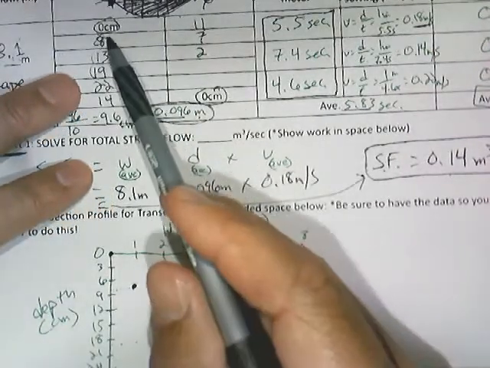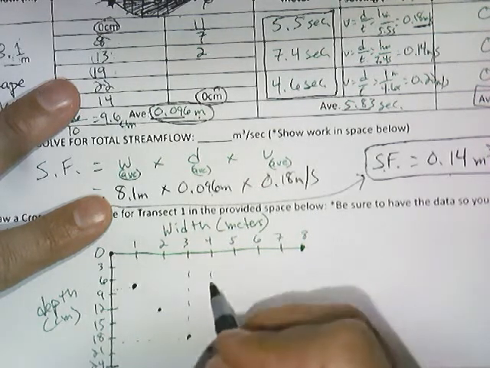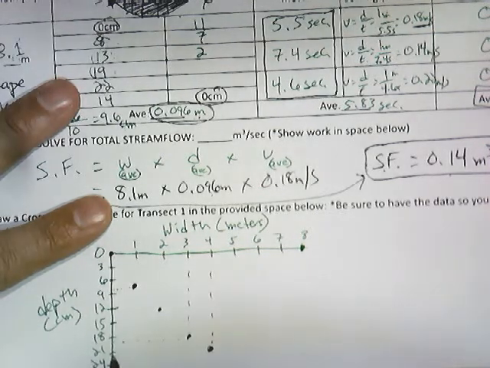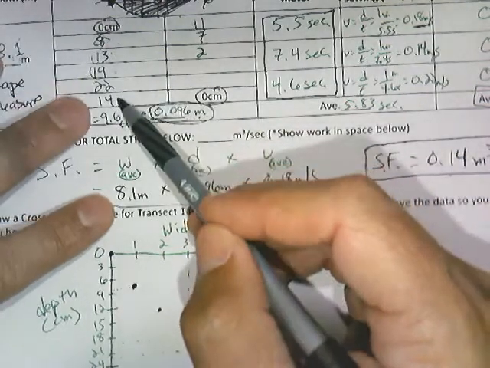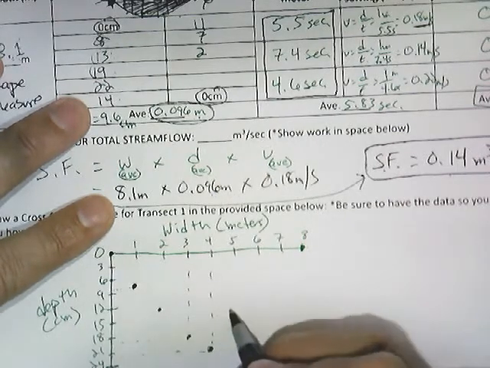My 4 meter mark, so 1, 2, 3, 4. Sorry, I'm getting a little sidetracked here. Right here. Okay, simply cross-referencing my x and y coordinates. The next, notice it gets shallower. Boom! Look at this. It's only 14. So 14 here.